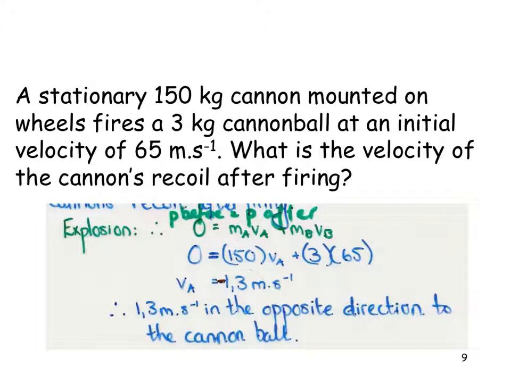I've got a stationary 150 kilogram cannon, and they're all stationary, so everything's still at the beginning. Momentum before is 0, momentum after is going to split out, and the cannonball goes at 65 meters per second. And when I resolve this out, the cannon's 150. When I resolve this out, I find I get negative 1,3 meters per second. What does that negative mean? It means that it goes in the opposite direction to the cannonball.